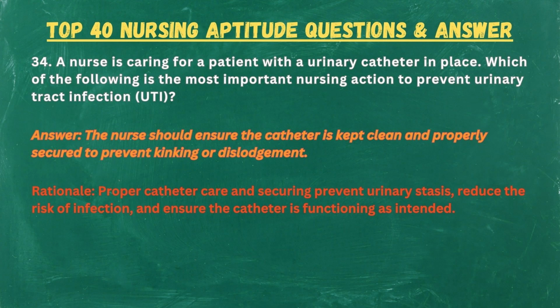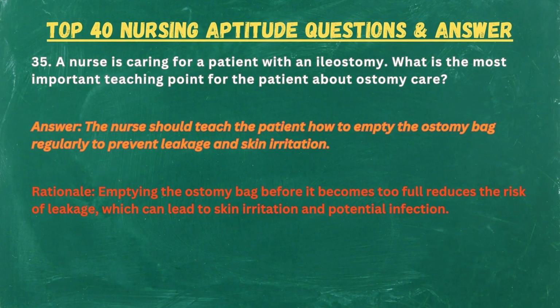34. A nurse is caring for a patient with a urinary catheter in place. Which of the following is the most important nursing action to prevent urinary tract infection, UTI? Answer: the nurse should ensure the catheter is kept clean and properly secured to prevent kinking or dislodgement. Rationale: proper catheter care and securing prevent urinary stasis, reduce the risk of infection, and ensure the catheter is functioning as intended.